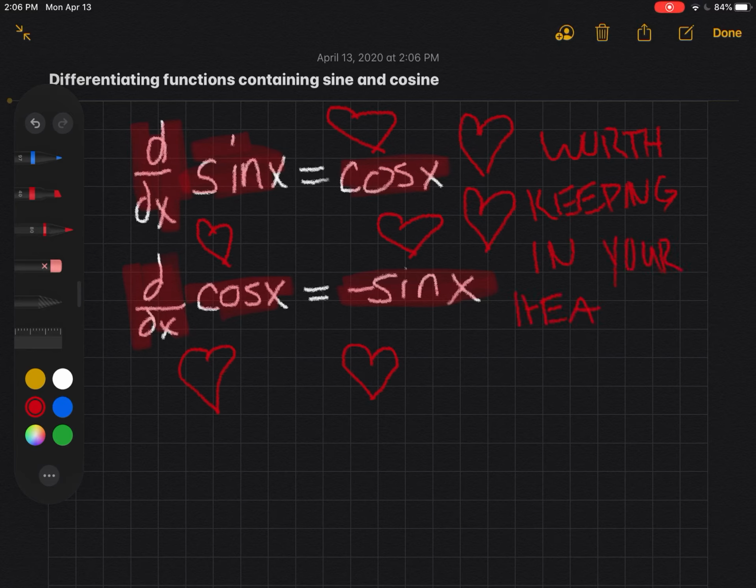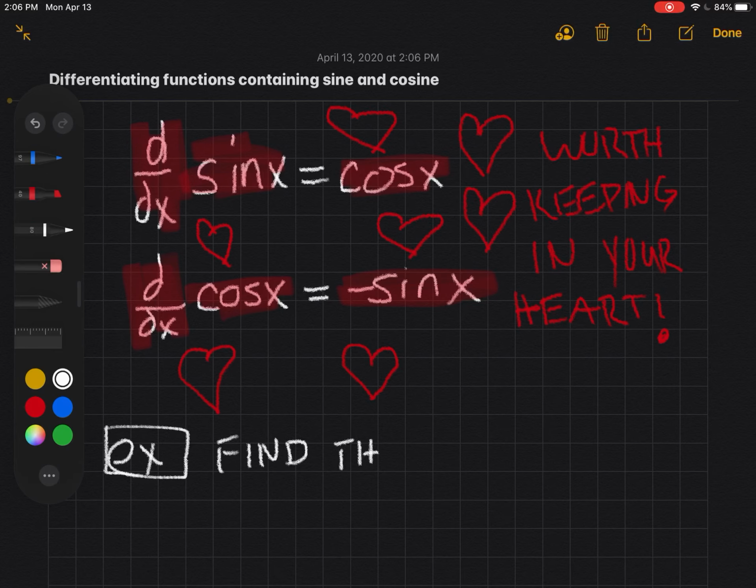These are facts that are worth keeping in your heart. They will help you in the rest of your calculus journey, and they're one of the few things that I recommend students memorize and just keep as facts that are ready at your fingertips. So I'm going to use these facts to help us do a couple of examples.